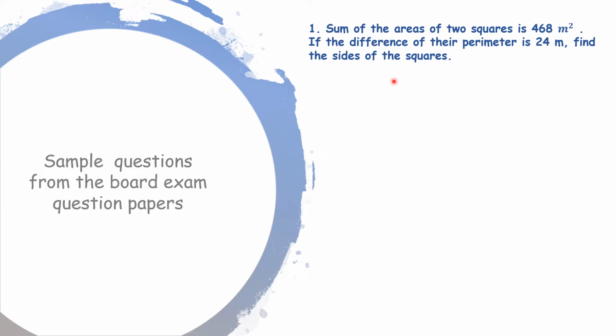Now it is something related to squares, so you have to be very clear about the formula for the area of a square. It is side into side. And what is the perimeter of a square? 4 into side. All that you have to be very clear about. So we will see the solution now.